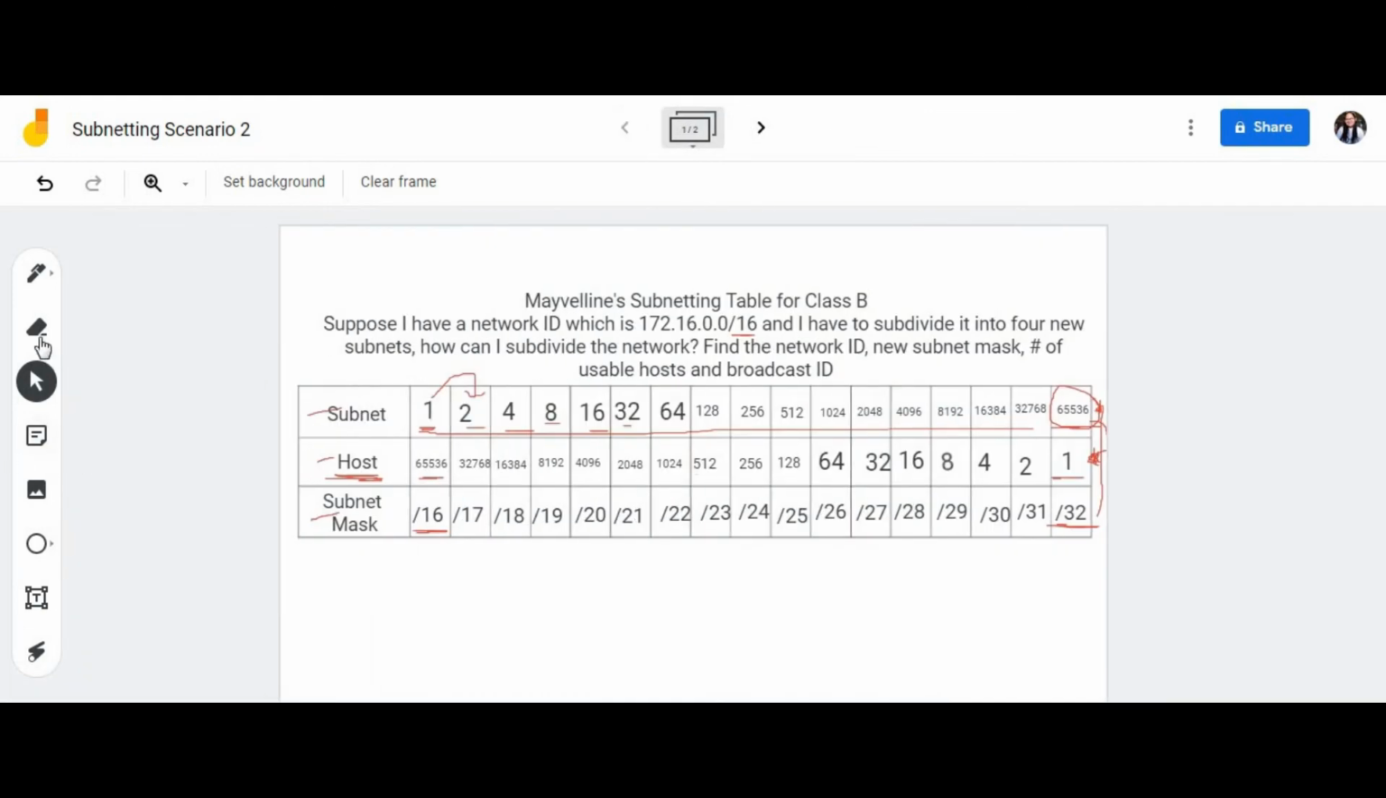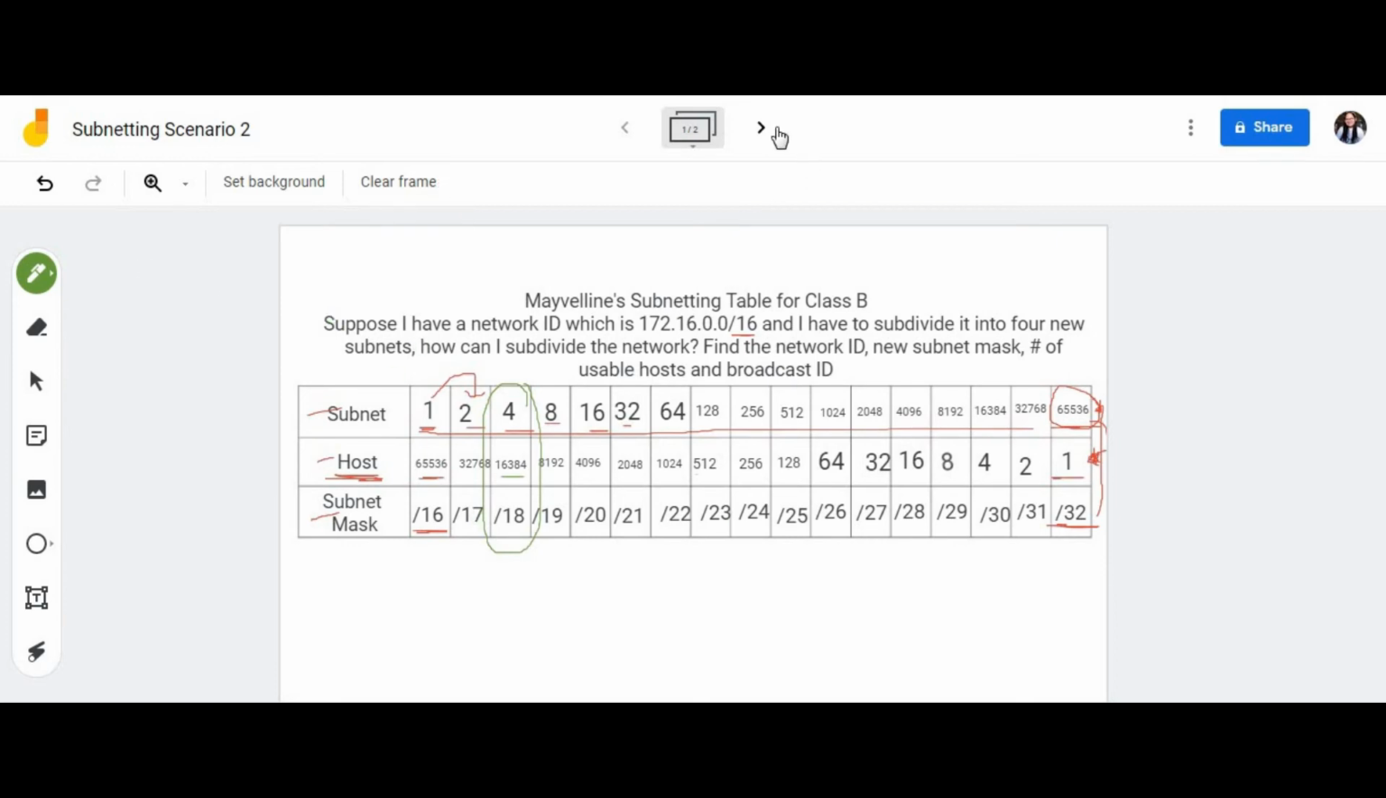Now, let's keep in mind the 3 bases for our answers. I forgot to actually encircle it so that you will remember. So this is what we're dealing with. This is our end product. We have the subnet of 4. We're looking for subnets of 4 where the host is 16,384 and the subnet mask is /18.